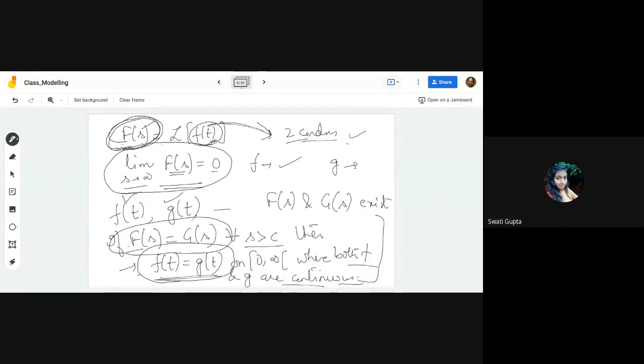Student: मैम ये सीधा मतलब यही बोल रहा है कि अगर हमारे पास कैपिटल एफ एस और कैपिटल जी एस एग्जिस्ट कर रहे हैं तो हमारे स्मॉल एफ टी और जी टी इक्वल होंगे और दे मस्ट बी कंटिन्यूअस ऑन इंटरवल 0 to infinity. No. This means that if the Laplace transforms are equal for two functions, small f and small g, then the functions will be equal only on those points where both of them are continuous.